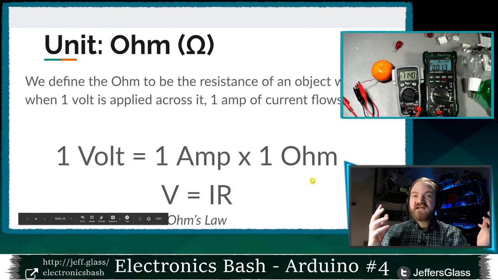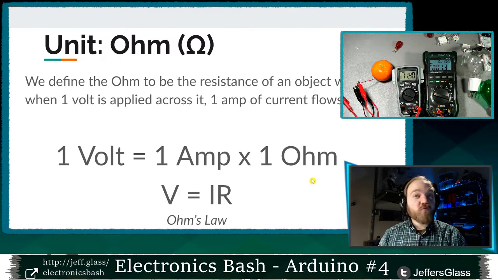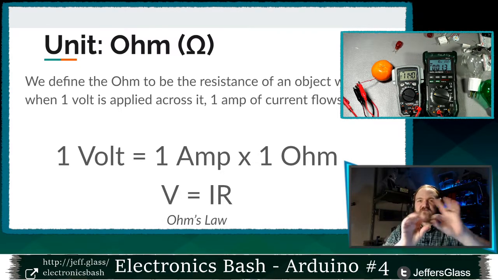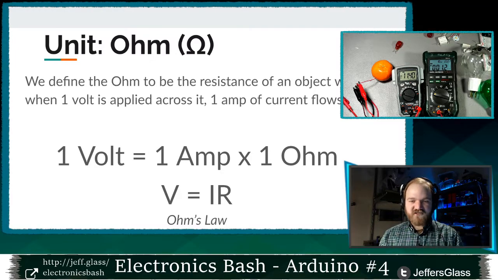This is what's known as Ohm's law, from Georg Ohm, who started to quantify this relationship between voltage and current in a lot of common objects. You can, of course, write this in many different forms, but V equals IR is the one that you should probably hang on to.